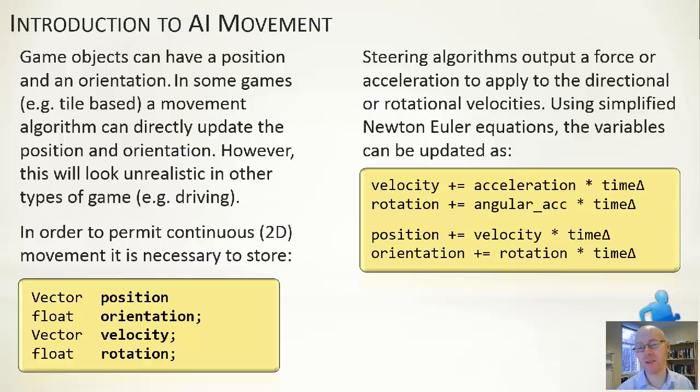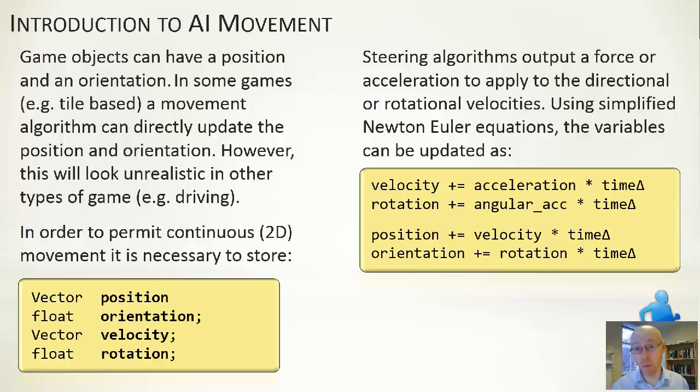Now, these are using simplified Newton-Euler equations. There is actually a time squared component in this for the acceleration. But if you are running at a reasonably high number of frames per second, the time interval is small, and if you square a small number, you get an even smaller number. So basically, you can effectively ignore that.